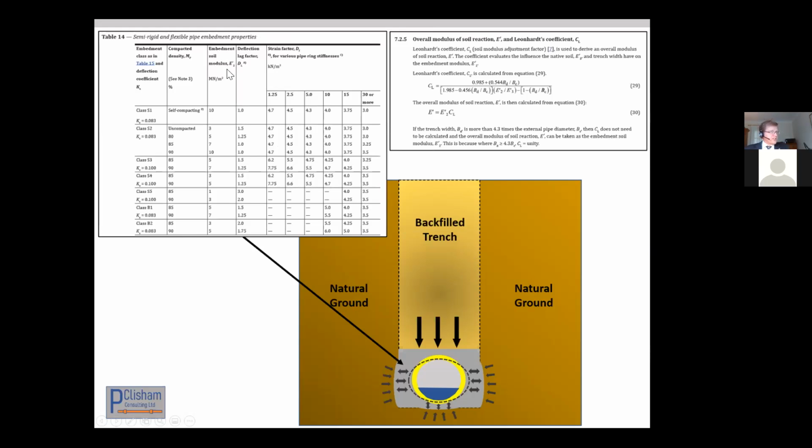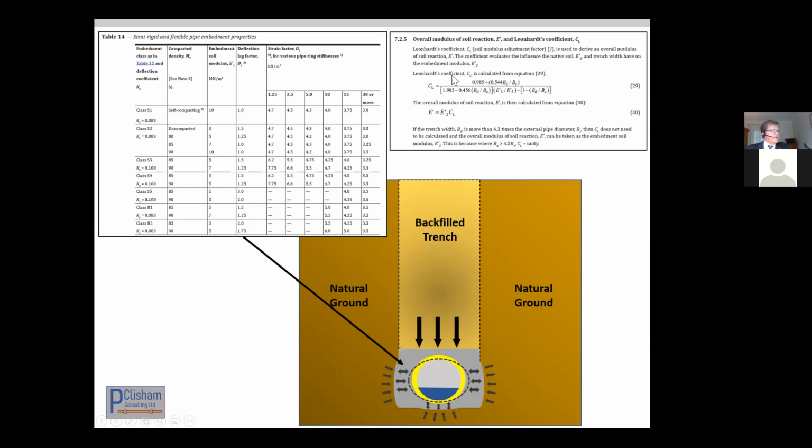Modulus E2 is for the embedment, and you get this from table 14. It was the old table NA6. And class S1 self-compacting is there. If your class S2 is a graded gravel, if you go up to 85% compaction, you get an E2 of 7. If you want to use a sand, an S3, you've got to compact it to 90% to get an E2 of 7.